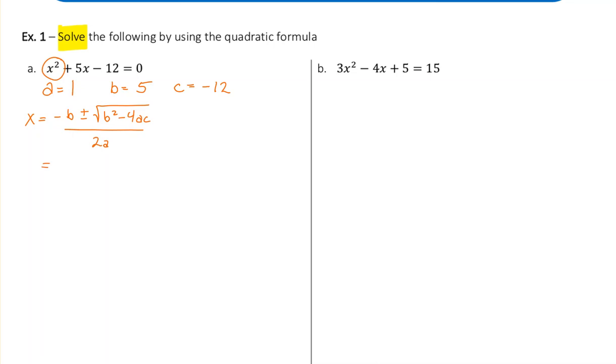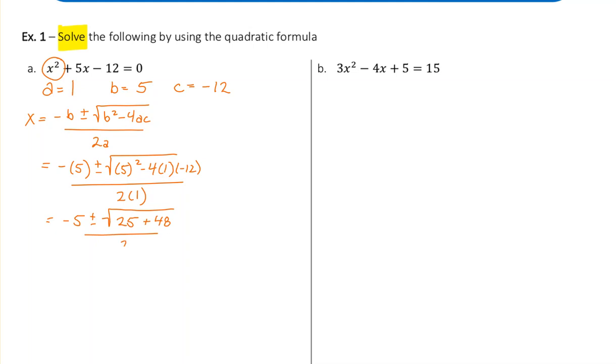Well, let's plug in our values. This would be negative 5, because that's our b value. Again, 5 squared minus 4 times 1 times negative 12, divided by 2 times 1. If you simplify this, and I'm going to do it a little bit in steps, this can become negative 5 out front. Everything under our square root sign, 25, is 5 squared. 4 times 1 times negative 12 is negative 48, and if you are subtracting negative 48, you are adding 48, and here we have 2.